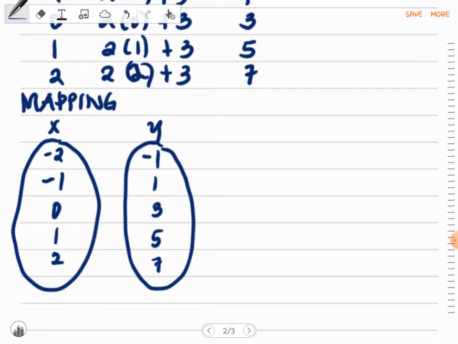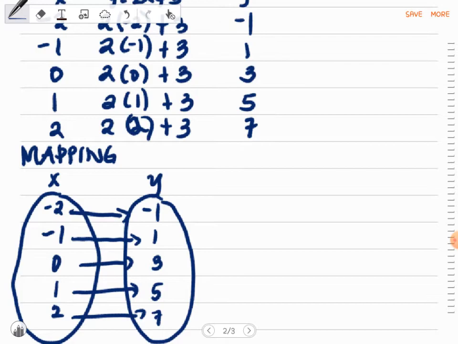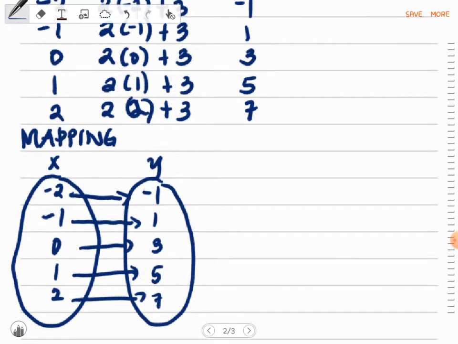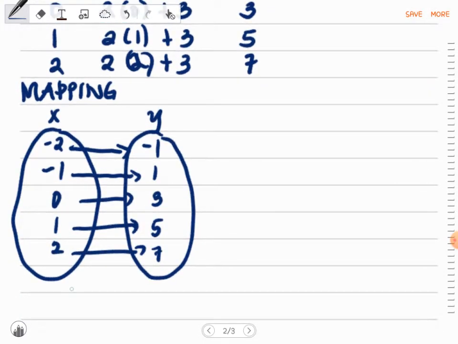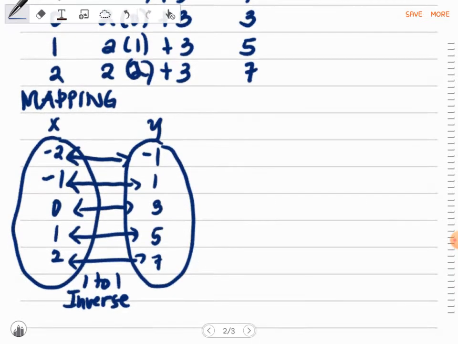For the function, to have a mapping, this is what we do. You will write an arrow, right? That's the mapping. Meaning to say, these are ordered pairs. Negative 2 and negative 1 are ordered pairs. Negative 1 and 1. 0, 3, 1, 5, and 2, 7. To make it an inverse, or a one-to-one inverse, what we will do is draw a double arrow. Okay? So that means it is a one-to-one inverse of a function.